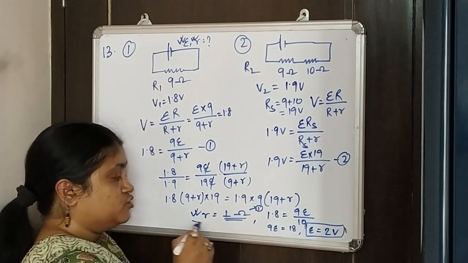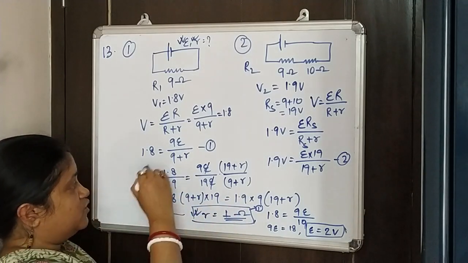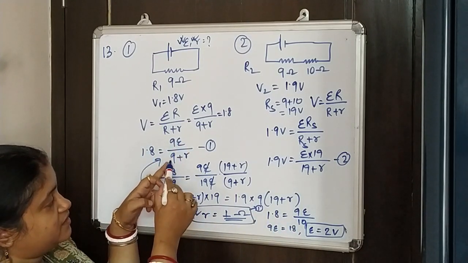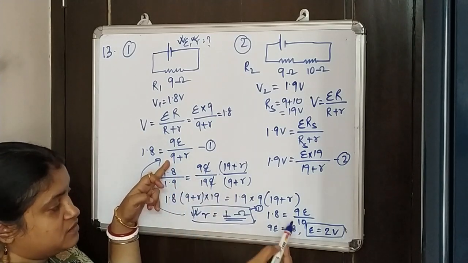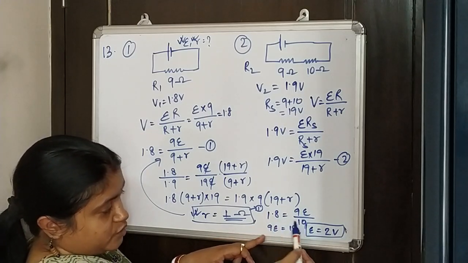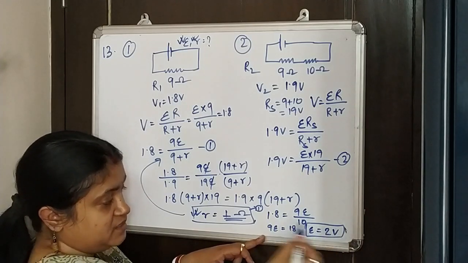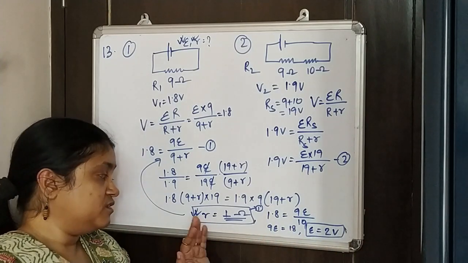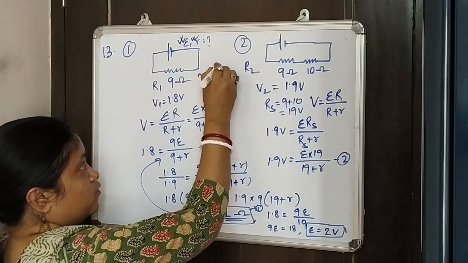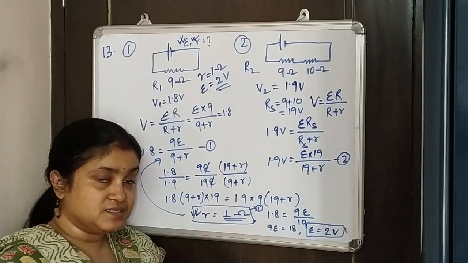So like this, we are substituting in this equation, and we are getting 1.8 is 9E divided by 9 plus R equal to 1, so it becomes 10. So 9E is equal to 1.8 into 10, 18, and therefore epsilon is 18 by 9, 2 volt. So the internal resistance of the cell is 1 ohm, and the EMF is 2 volt. So this is the answer.